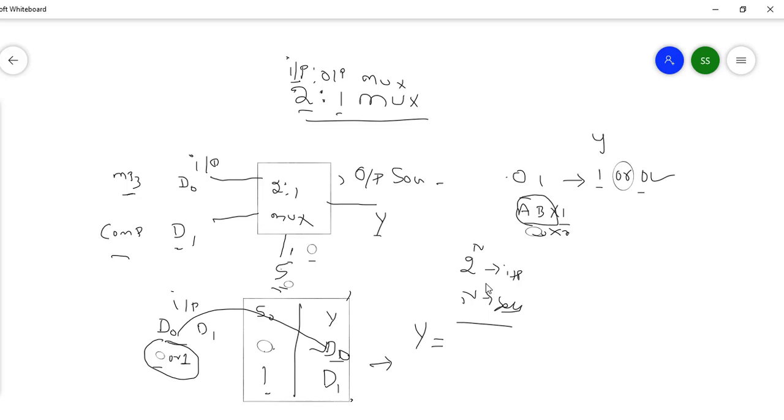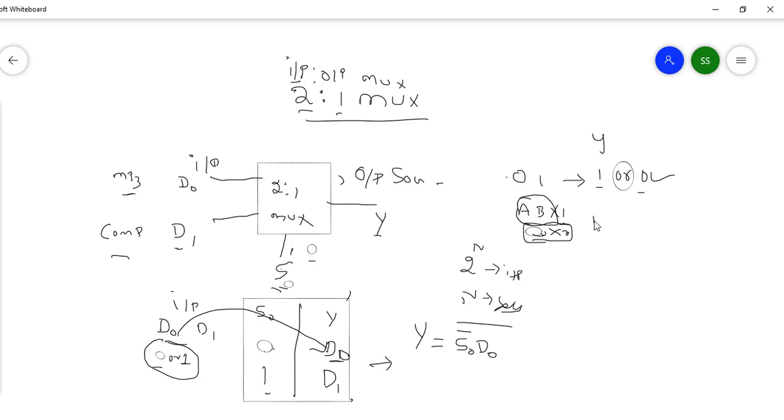Similarly here, Y is D0. So what we have to get: S0 is 0, so we write S0 bar, and D0 is there, so you have to take D0. Previously, why did we take only the 1 rows? The reason is you have to multiply that particular term with the ones or zeros. If you multiply by 0, everything becomes 0, so we are not taking 0 values, we are only taking the 1 values.